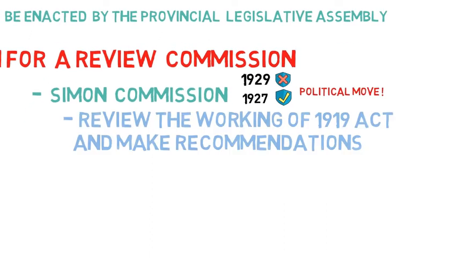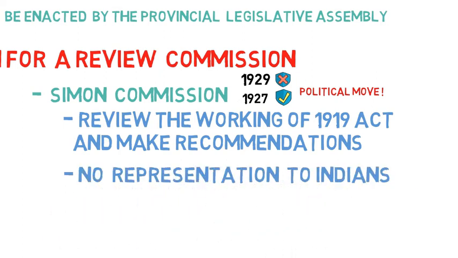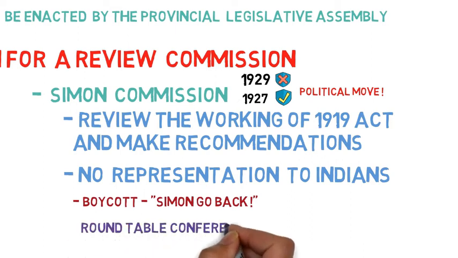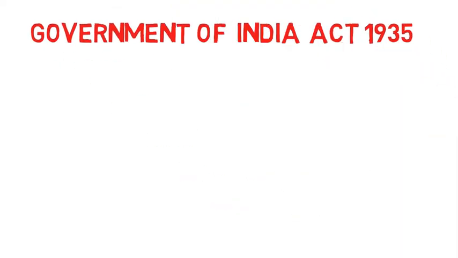The task of the commission was to review the working of the 1919 Act. But all the members of the commission were British. There were no Indian representatives in the commission. Owing to this, all the Indian political parties boycotted this commission. The commission made some recommendations, and to review these recommendations, 3 roundtable conferences were summoned. Some of the recommendations of this report were incorporated in the next Government of India Act of 1935.